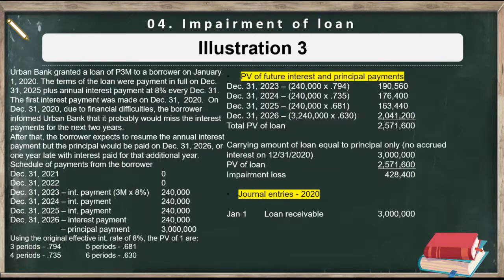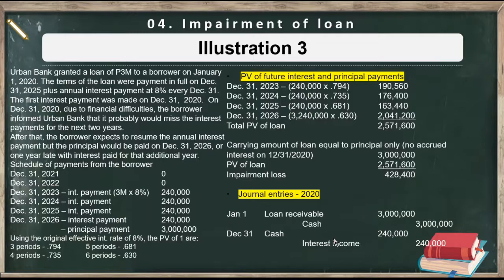So, in 2020, we recognize the loan receivable, which was granted to the borrower on January 1, and then credit cash. On December 31, the customer was able to pay for the interest, so debit cash, and credit interest income.